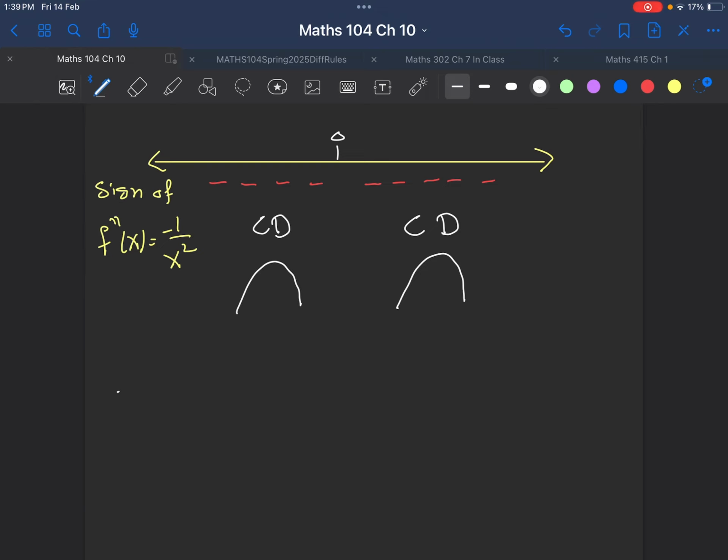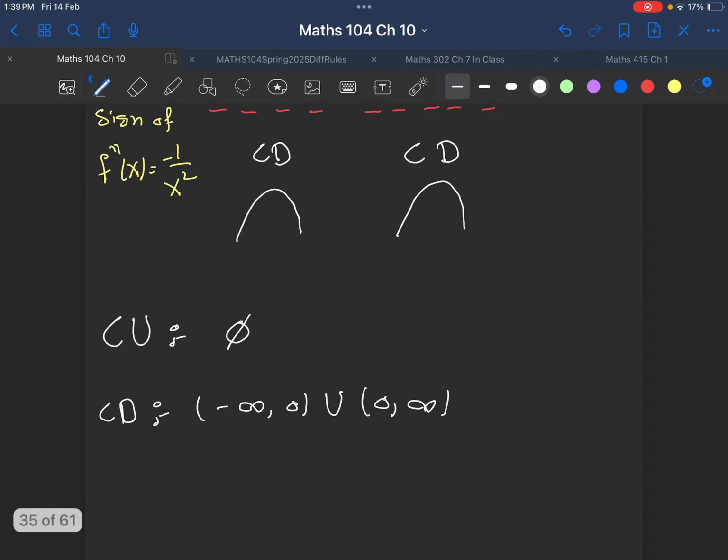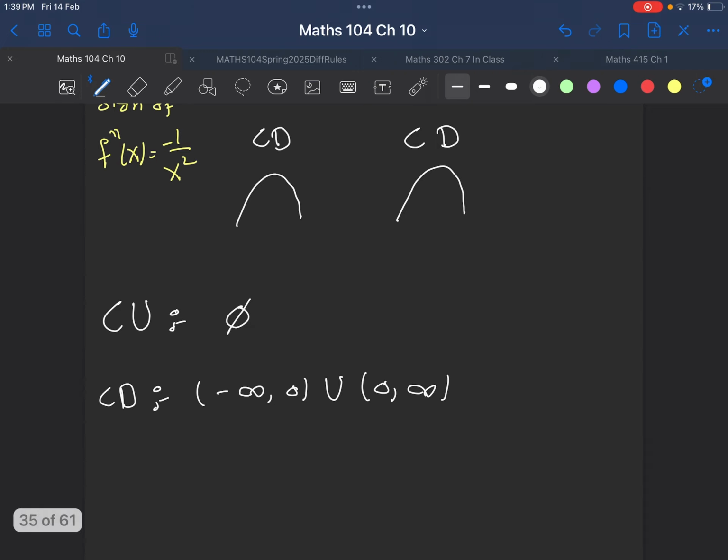which is go down, and it goes down. Which means concave upward, nothing, we don't have, so we just write it as empty set. Concave downward, you start from negative infinity to 0, and then you continue from 0 to infinity. What is between them is a union, and we have no inflection point.